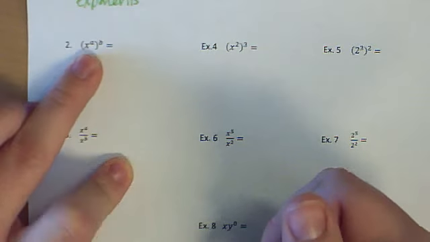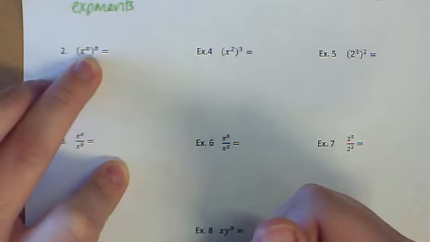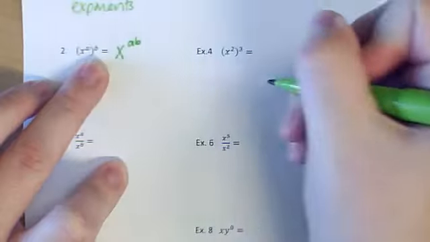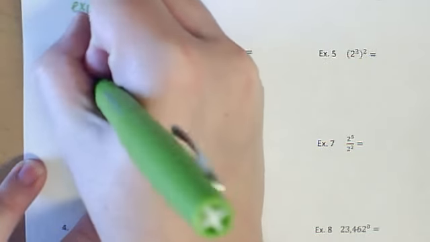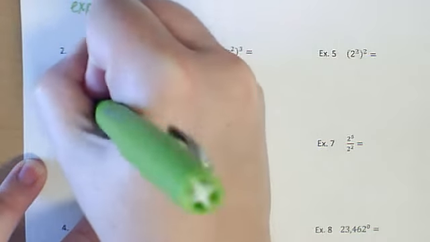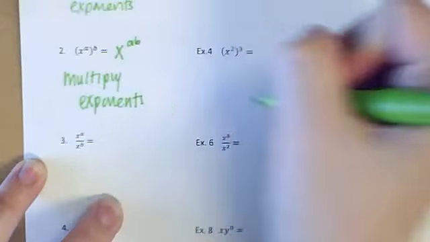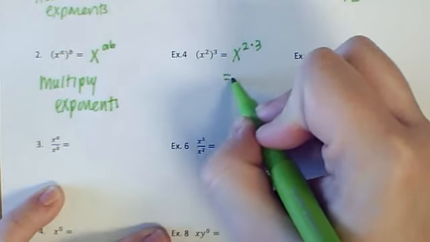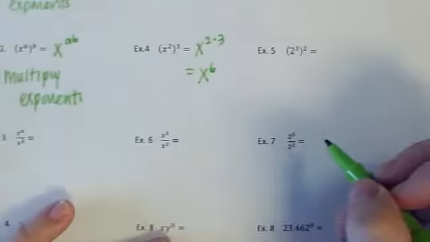Alright, now here this is called power to a power. If I have an exponent raised to another exponent, I'm going to take those and multiply them together. So here you're going to multiply the exponents. So in this case, I'm going to have x to the 2 times 3, which is x to the 6th.